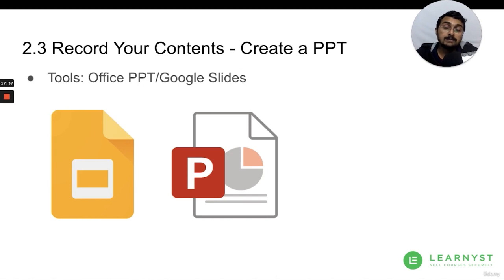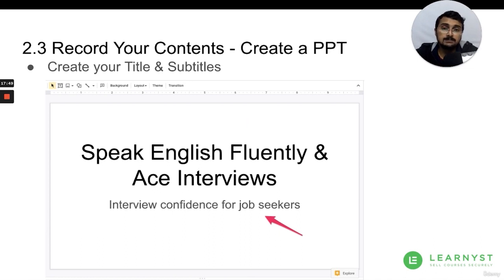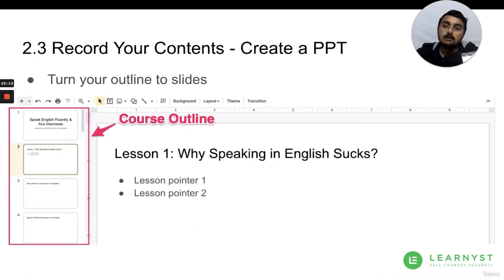Once your complete script is ready, you can start creating a presentation. So for this, you can use Google Slides or Microsoft Office PPT. And once you have the PPT, the first thing you need to do is start by creating your course title and subtitle. You make the first slide. So after creating your first slide, whatever outline you had planned previously, that same outline you can turn into slides. So each of those outline sections can become a single slide.